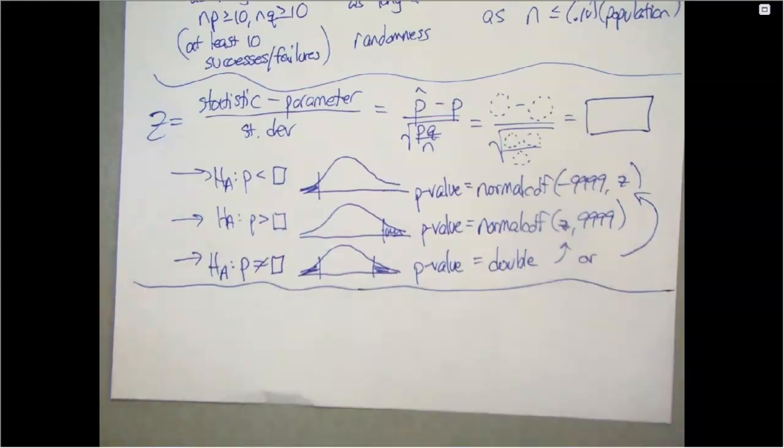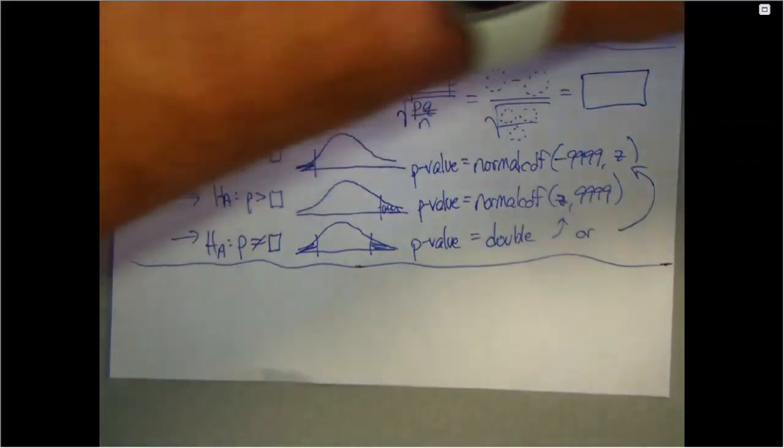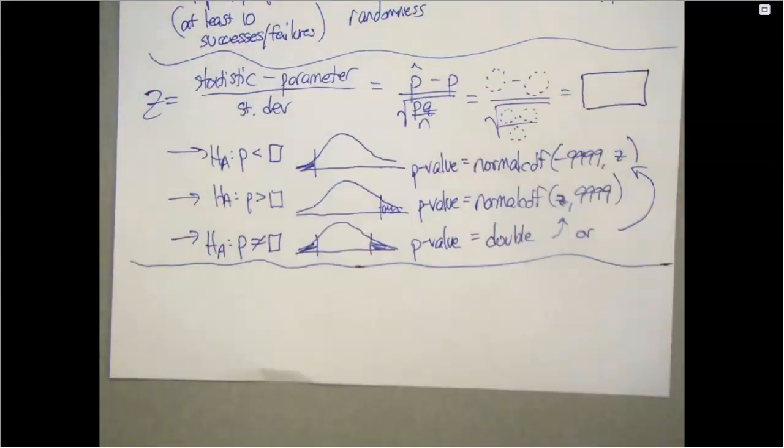And then we get those two possible conclusions. I don't know if I have enough room here. I might be squeezing. So we've got to look at what happens if the p-value is less than alpha and what happens if the p-value is greater than alpha.